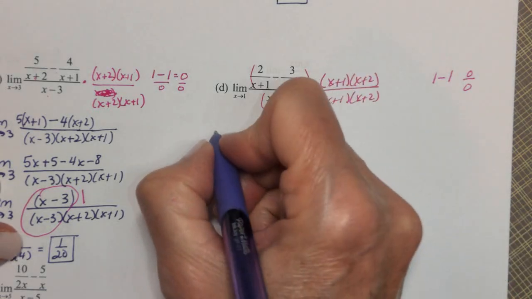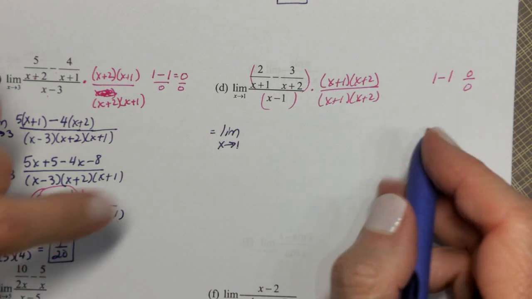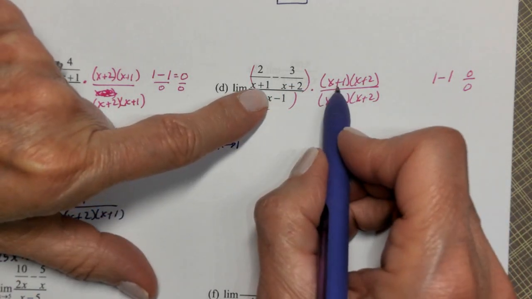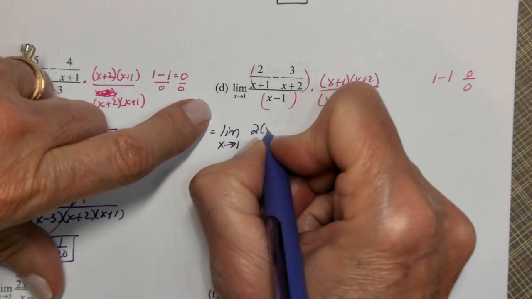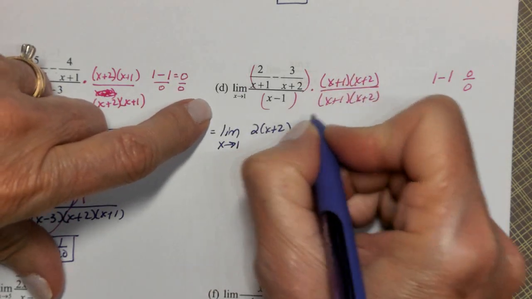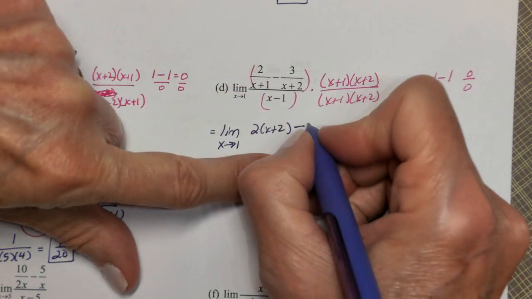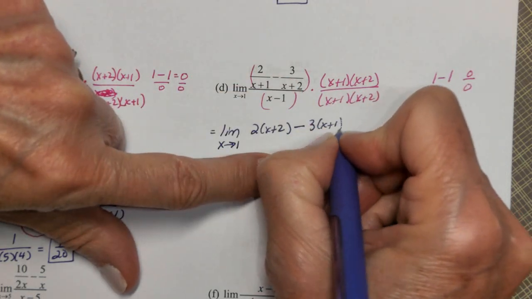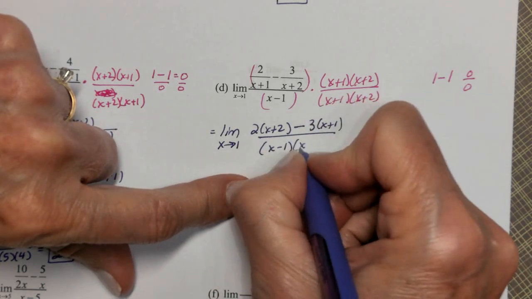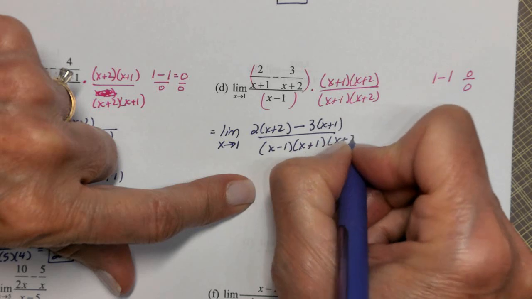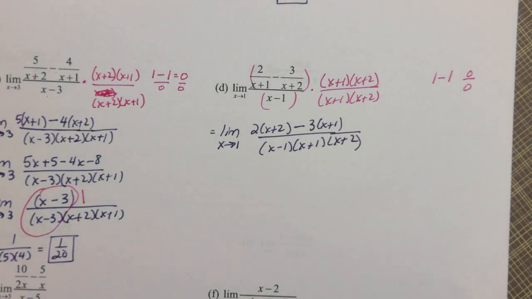Alrighty, rewrite your limit. Okay, first term, the x plus 1's cancel. We're left with 2 times x plus 2. Minus the x plus 2's cancel. We're left with 3 times x plus 1. All divided by x minus 1, x plus 1, x plus 2. Don't multiply that out. Just leave it factored.